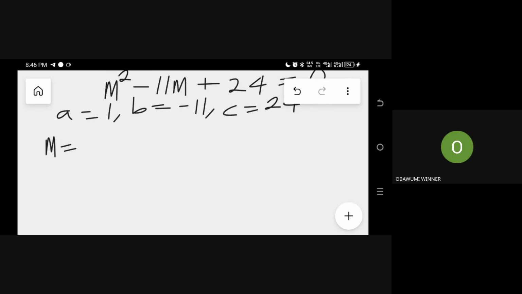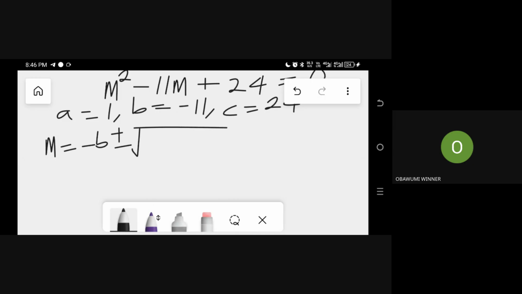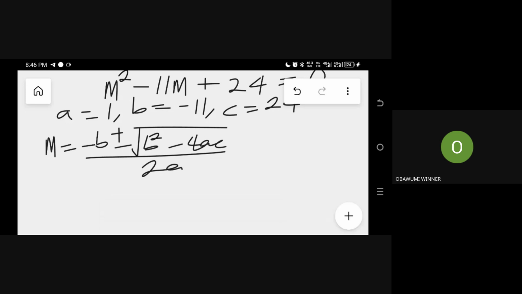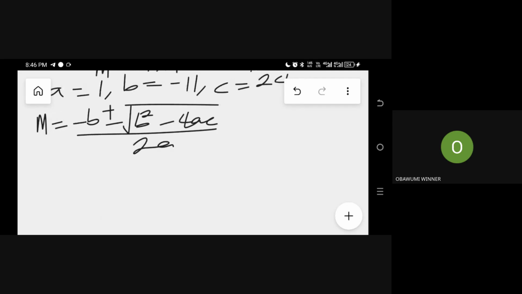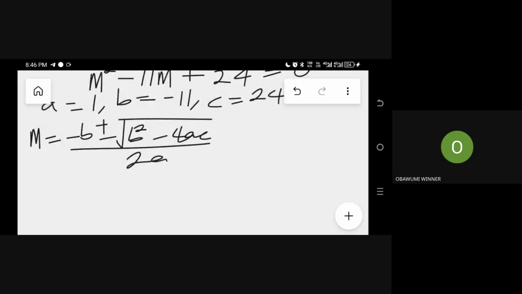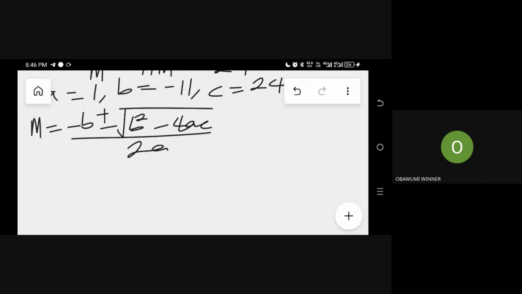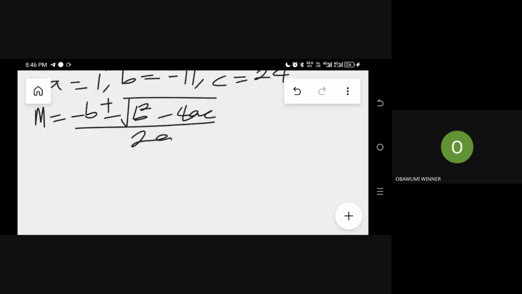So m equals to minus b. I told you guys, always write out the formula you want to use in solving so that you could be accumulating marks from there. So m is equals to minus b plus or minus square root of b squared minus 4ac over 2a. That's the formula you're using. Now all you have to do is substitute the values of a, b, and c into this formula.